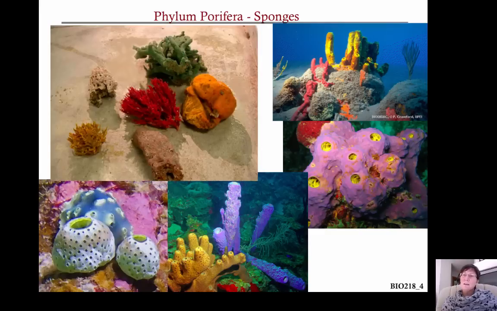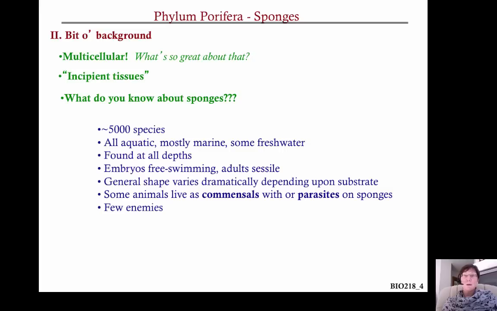There's quite a bit of diversity in the sponge world in terms of their texture, their composition, their colors, and where you even find them. Currently there are approximately 5,000 known species, and more are being described all the time. They're all aquatic, primarily marine, but some are freshwater, found at all depths.